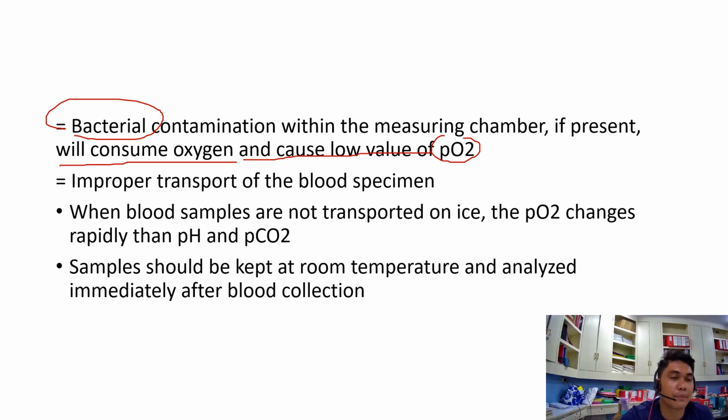Next, improper transport of the blood specimen. When blood samples are not transported on ice, the PO2 changes: you have decreased PO2, then increased PCO2 and decreased pH. Samples should be kept at room temperature and analyzed immediately after blood collection. Remember, if you're using a glass syringe, then you need to place the sample in a slurry of ice water. But if you're using a plastic syringe, then just maintain room temperature. You don't need to place that one in a slurry of ice water.